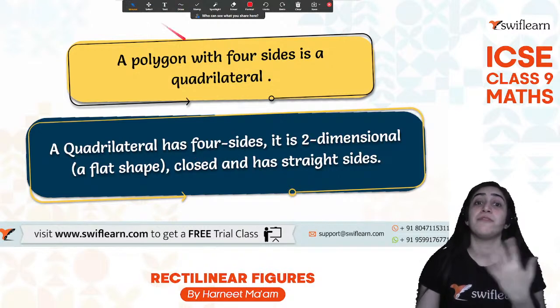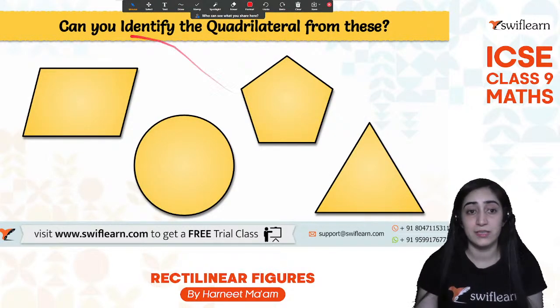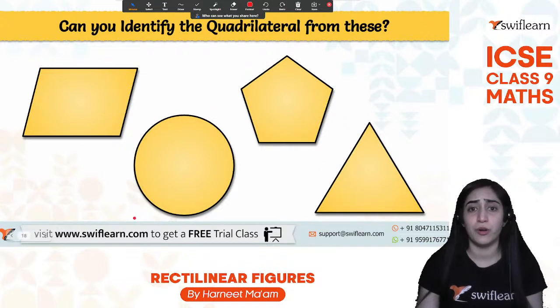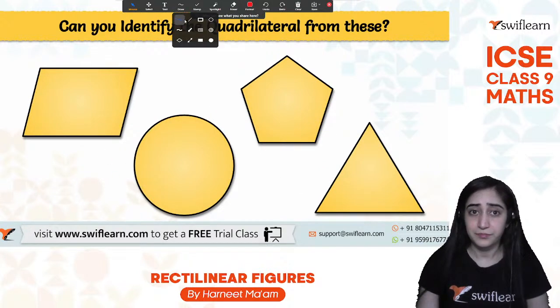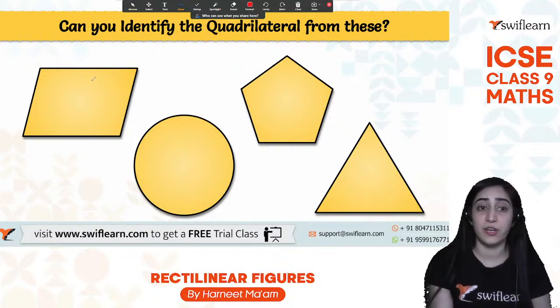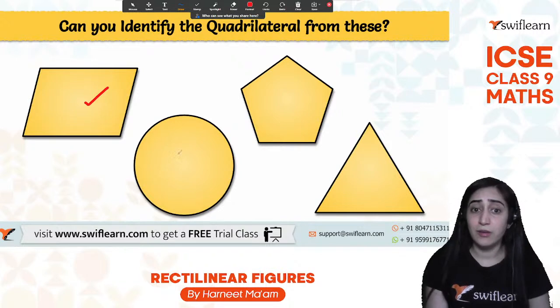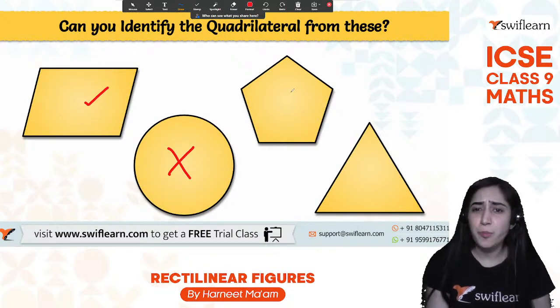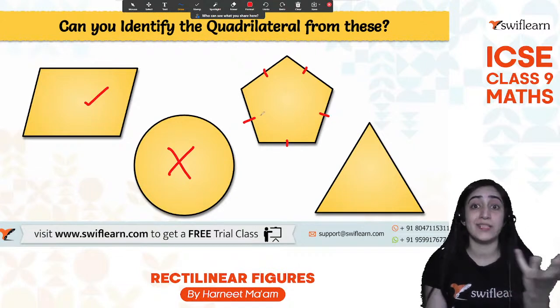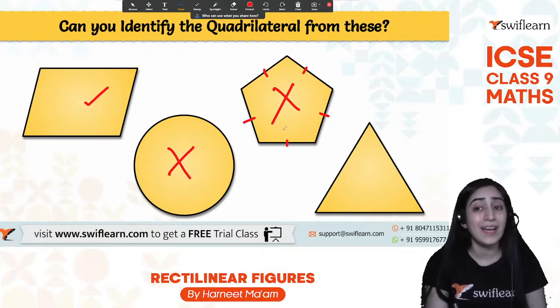So quadrilaterals are further divided into different categories. Can you identify which of these are quadrilaterals and which are not? Is the first one a quadrilateral? Okay, it is because it has four sides, right? Good. Is this a quadrilateral? No, because it does not have straight lines altogether. Is this a quadrilateral? Let's count 1, 2, 3, 4, 5. It's a pentagon. It's not a quadrilateral.